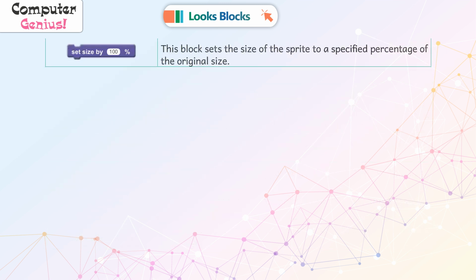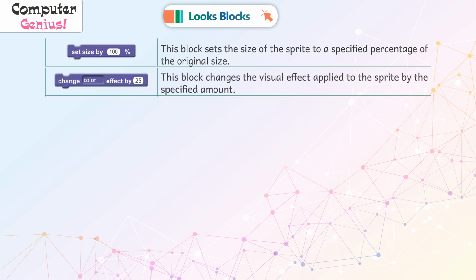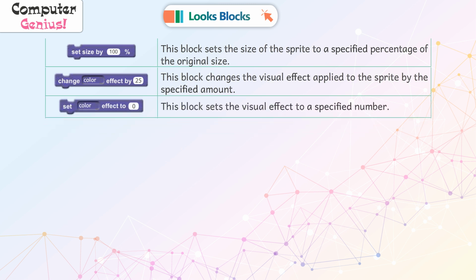Set size to 100%. This block sets the size of the sprite to a specified percentage of the original size. Change color effect by 25. This block changes the visual effect applied to the sprite by the specified amount. Set color effect to 0. This block sets the visual effect to a specified number.